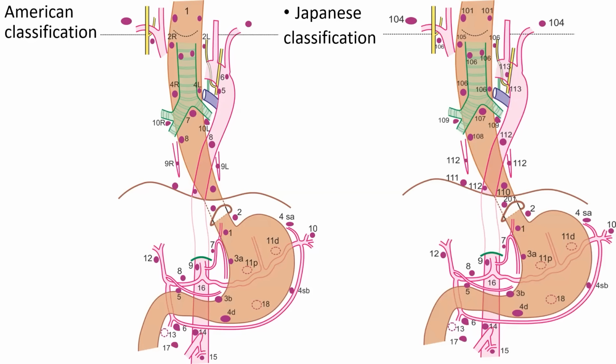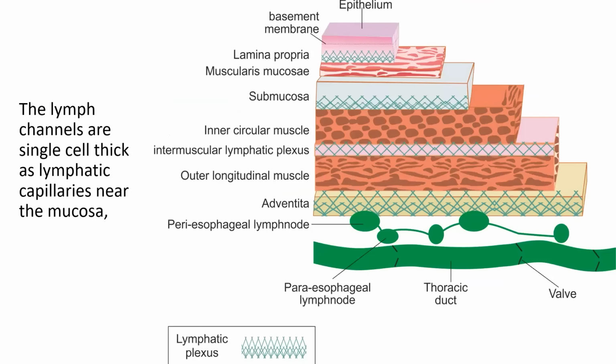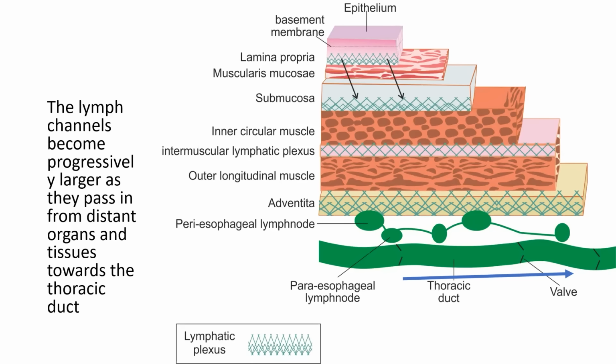And this is a detailed description of where the lymph nodes lie, though there is different labeling so far as American and Japanese classification is concerned. We must understand this lymphatic drainage. You can see from this figure that the lymph channels are single cell thick. When we go towards the submucosa, the lymph channels become larger and they pass from distant organ towards the thoracic duct, like this is the thoracic duct down there.